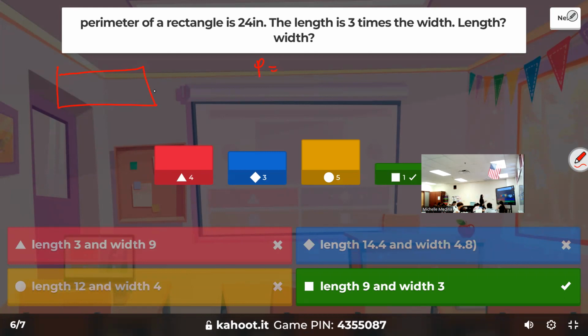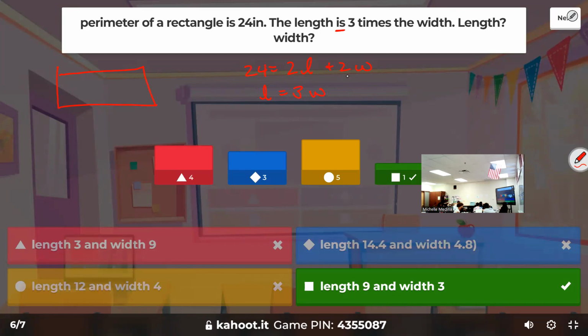So that's why we often use this formula for perimeter of a rectangle, which is 2 times the length plus 2 times the width. And in this one, it does tell us the perimeter is 24, so I would erase P and put in the 24. But that could have been one of your equations in your system. The other one comes from what's next. It says the length is, so the length equals 3 times the width. So 3 multiplied by the width.